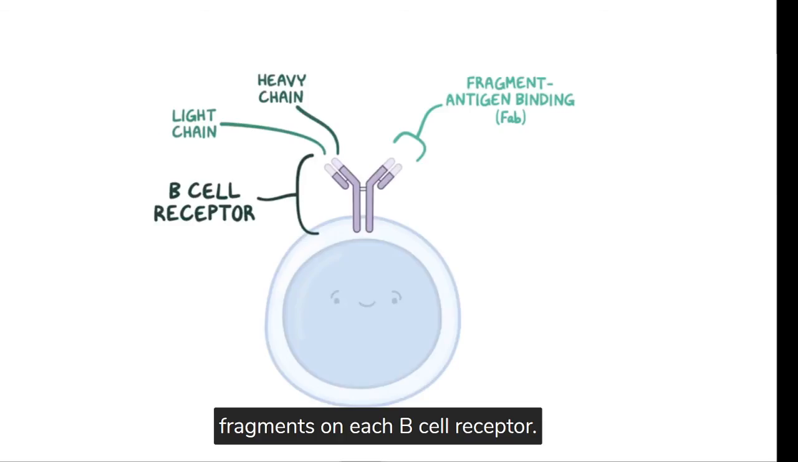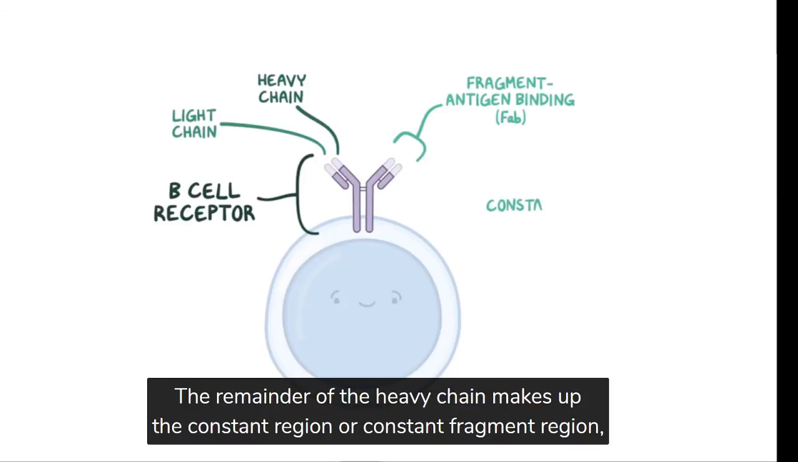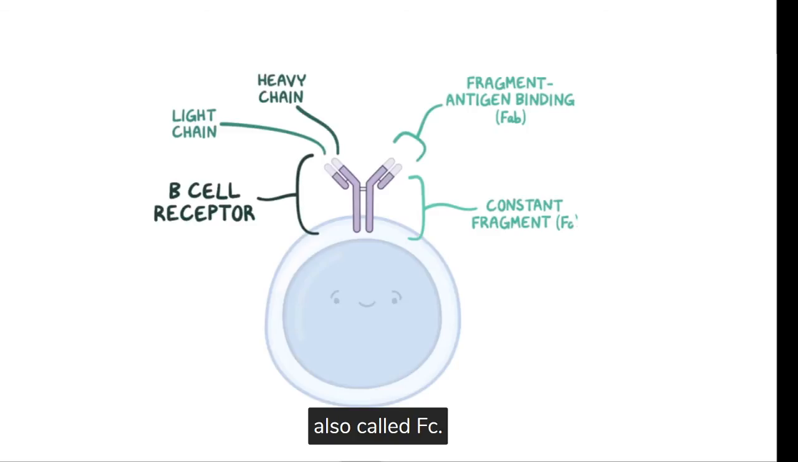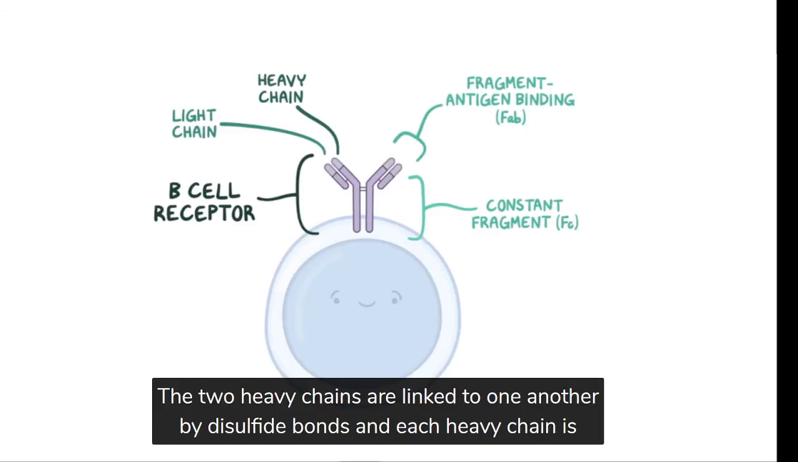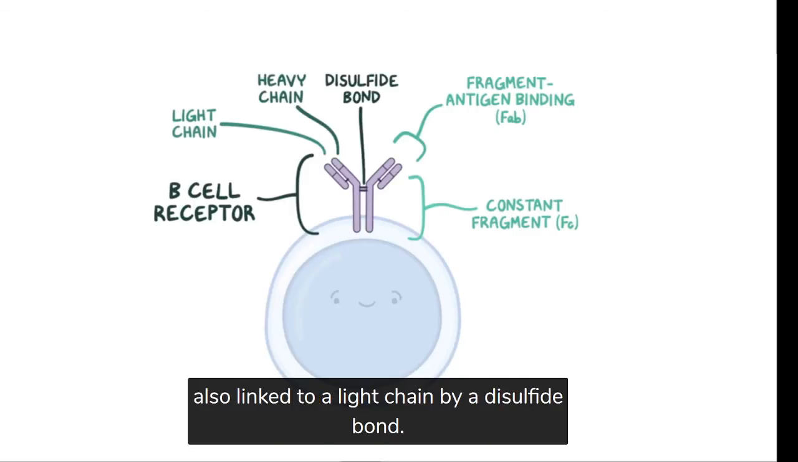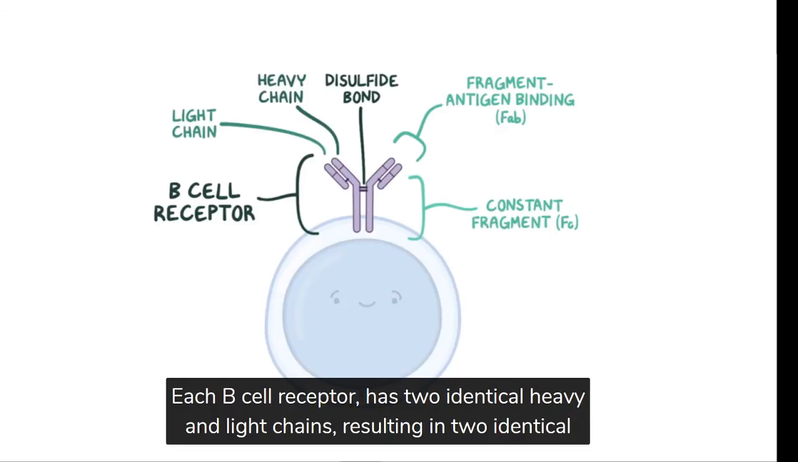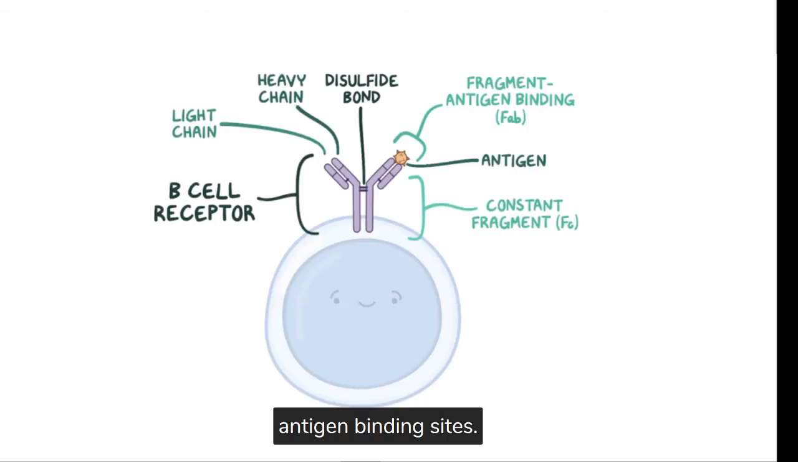The remainder of the heavy chain makes up the constant region, or constant fragment region, also called FC. The 2 heavy chains are linked to each other by disulfide bonds, and each heavy chain is also linked to a light chain by a disulfide bond. Each B-cell receptor has 2 identical heavy and light chains, resulting in 2 identical antigen binding sites.